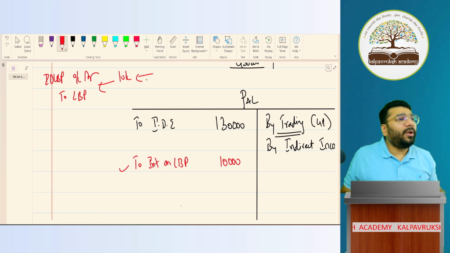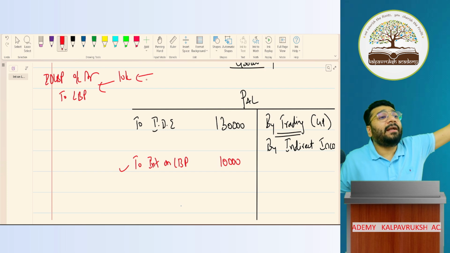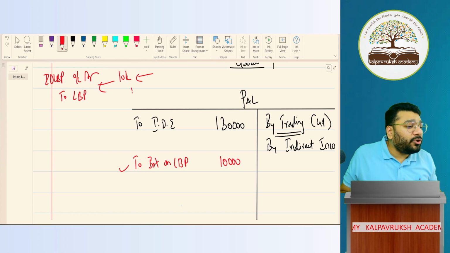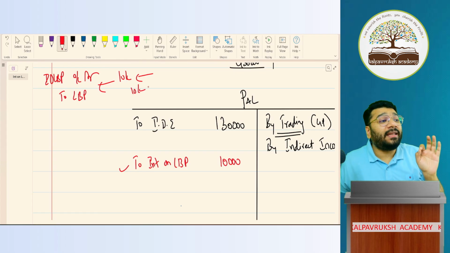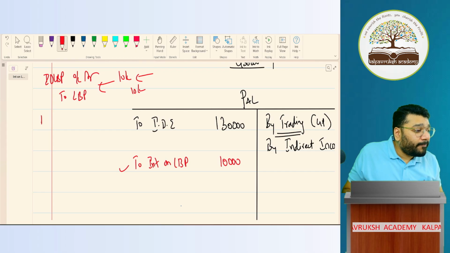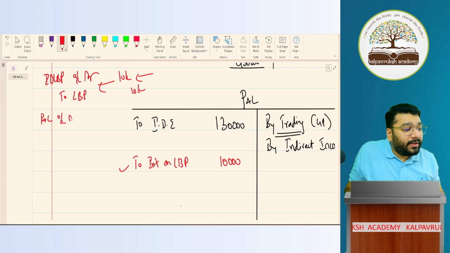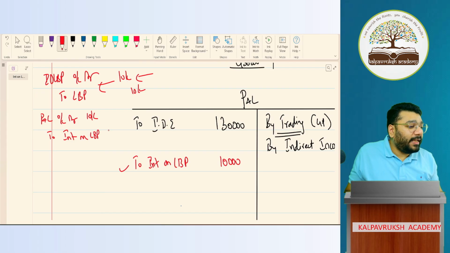If I pass the due entry, this will not travel to my P&L account. To transfer this 10,000 to P&L account, I have to pass a closing entry. What is the closing entry? P&L account debit 10,000 to interest on loan by partner 10,000.